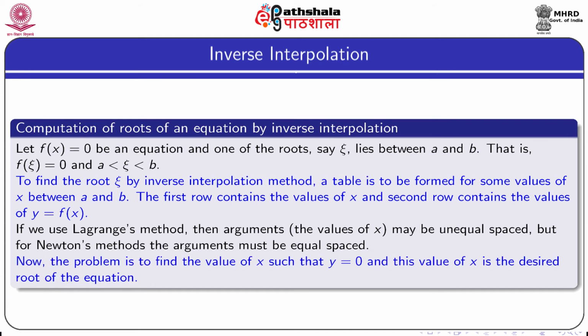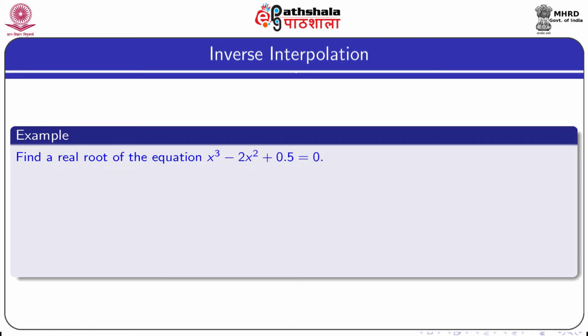Now, our problem is to find the value of x such that y equal to 0, using the inverse iteration method or the inverse formula based on Lagrange interpolation. The value of x obtained is the desired root of the given equation. Now, the method is illustrated by considering an example. Here we consider the equation x cube minus 2x square plus 0.5 equal to 0. Our problem is to find a root of this equation by the inverse interpolation method.